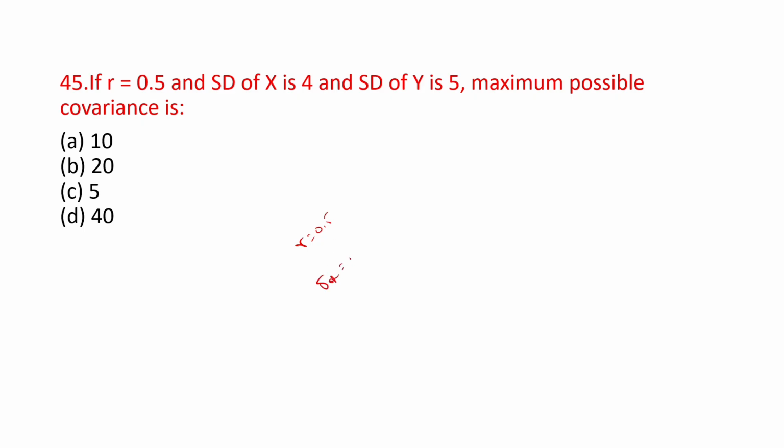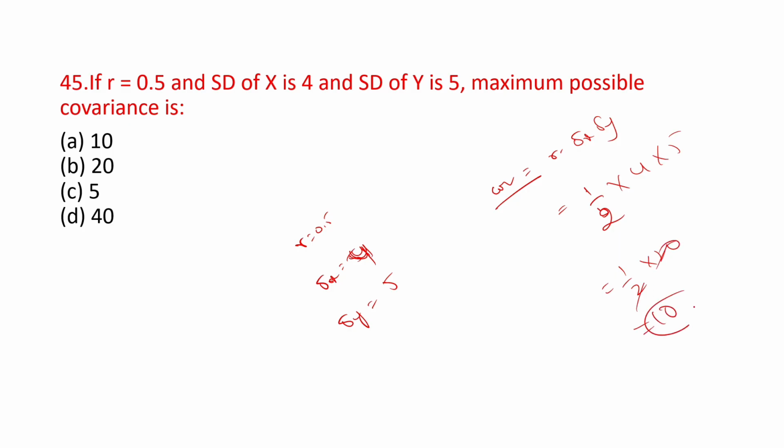Again R value is equal to 0.5. Standard deviation of x is equal to 4. Standard deviation of y is equal to 5. Then the maximum possible covariance. So covariance we need to find out. Covariance is equal to R times standard deviation of x and standard deviation of y. Then 0.5 we can write as 1 by 2, 4 into 5. So now 20 and cancel, 10. Covariance is 10.